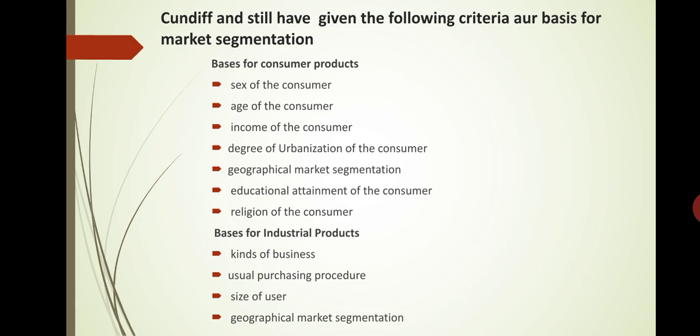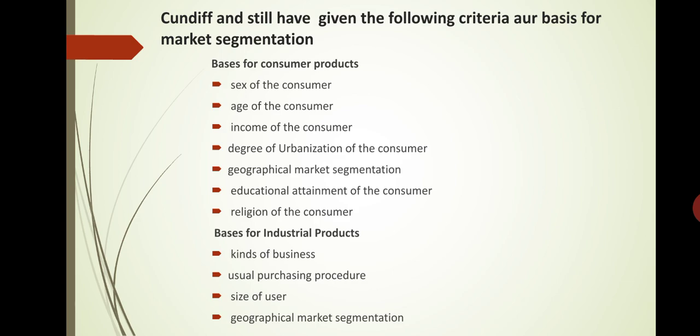And third one, size of the user. So the market of an industrial product can be divided on the basis of size of the buyer. On the basis of the size of the buyers, there may be large buyers or small buyers. The needs and attitudes of these buyers are different, right? So large buyers need large quantity of products. Small buyers need small quantity of products. So according to the needs and attitudes of these buyers, these small as well as large buyers are segmented.